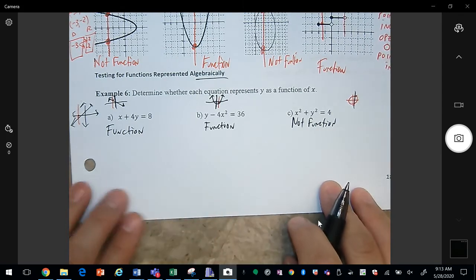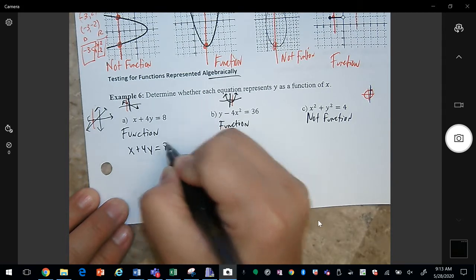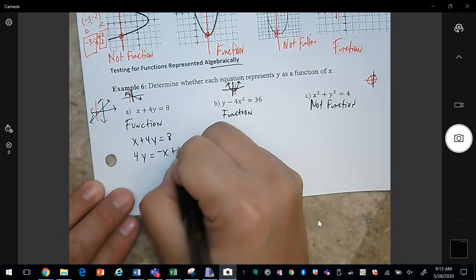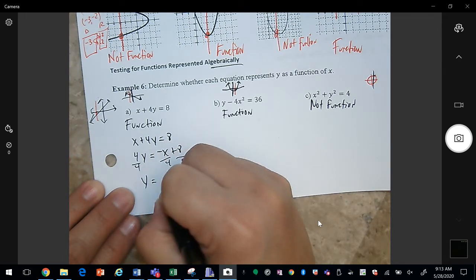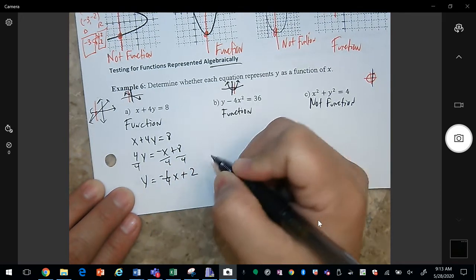Now, algebraically, what you want to do is first you want to solve for y. So I'm going to subtract x on both sides and divide by 4. So y is equal to negative 1/4 x plus 2.